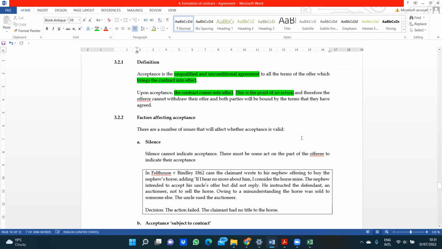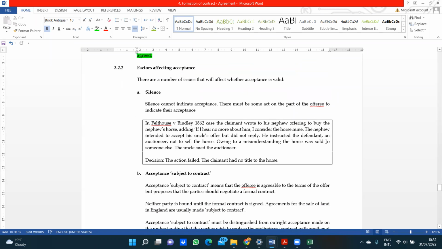Okay, when there is an acceptance, this is a point of no return, and the parties are legally bound to the contract. We're bound to the terms that they have agreed. So when there is an acceptance, the agreement is now valid, and there is now a contract between the parties. The parties are bound to the terms and conditions that govern the contract.